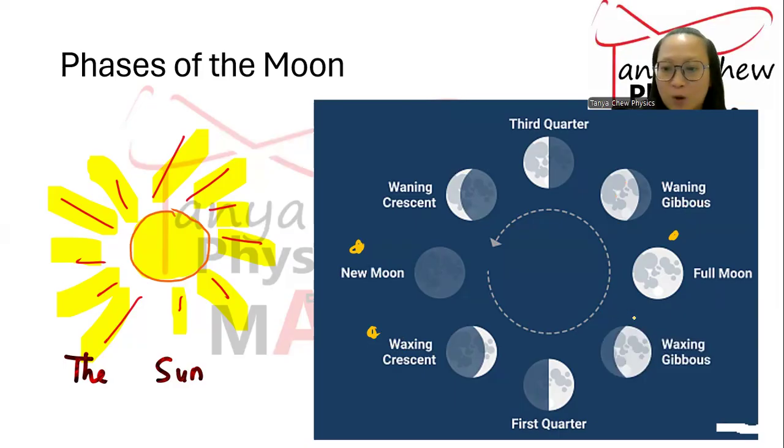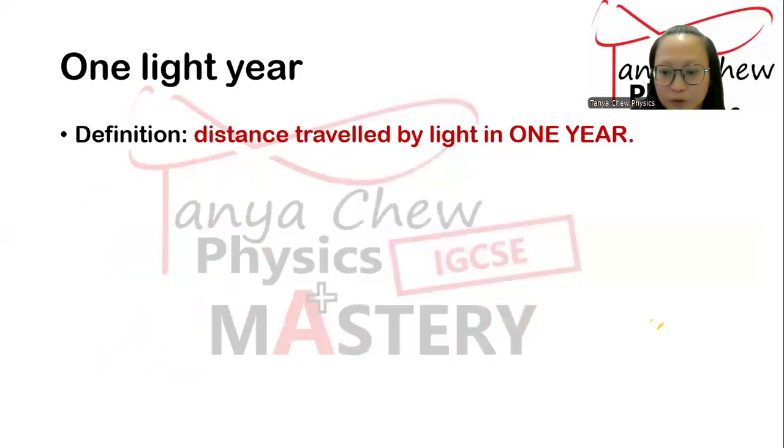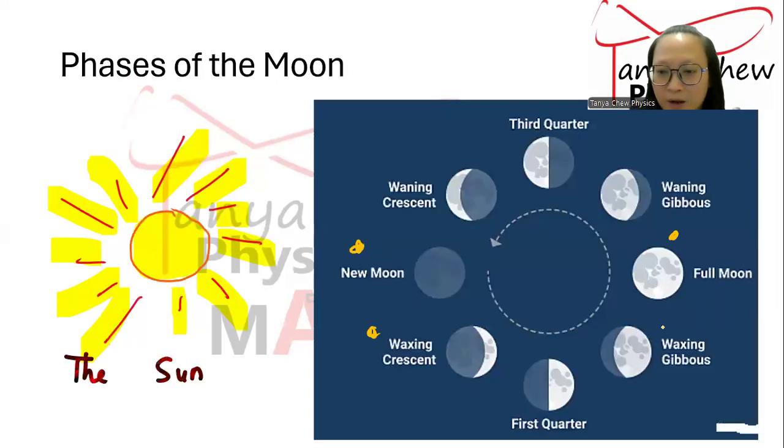And then waxing gibbous is also very popular, right? So if you have time, might as well memorize all, because we don't know whether they will give you third quarter, first quarter, waning crescent, waning gibbous, right? So might as well memorize all. But new moon and full moon are very, very important, right?